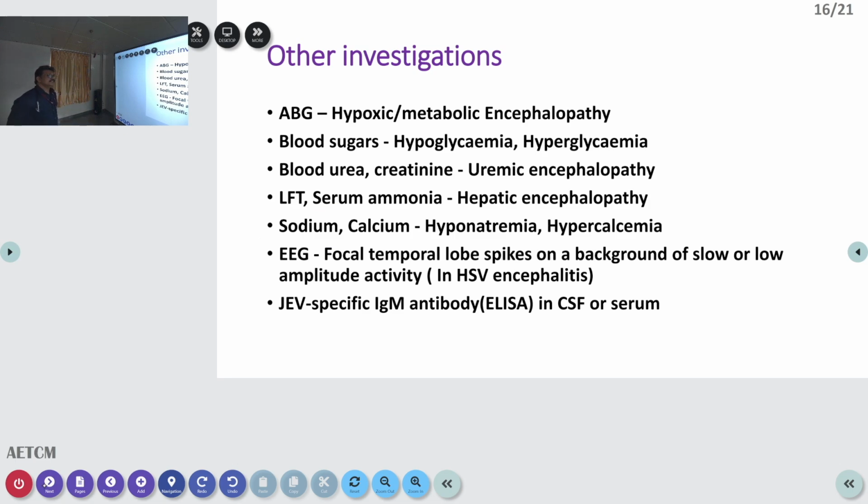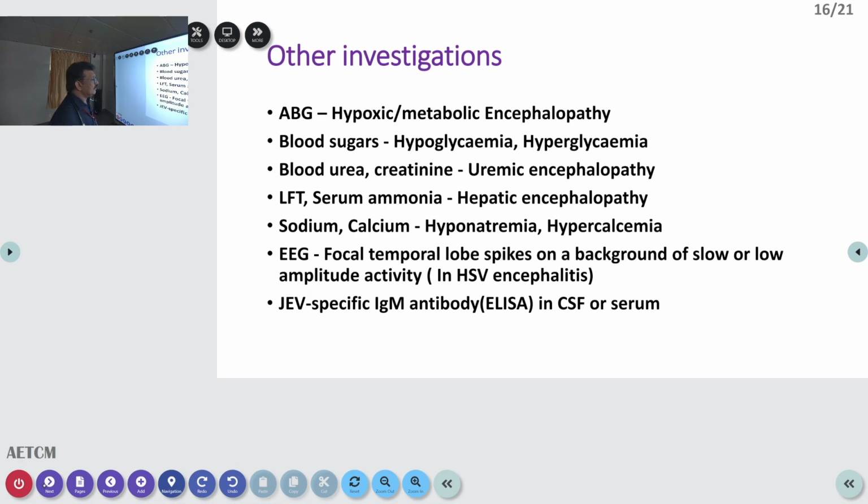Now, other investigations in the emergency room, we can do ABG. Hypoxia can sometimes lead to encephalopathy because of aspiration, lung infection, all these things. Sugars can show hyperglycemia or hypoglycemia. That depends on the clinical scenario. Creatinine, blood urea should be done. We have to rule out other encephalopathies also, because hypoxic encephalopathy, hypoglycemic encephalopathy, uremic encephalopathy, hepatic encephalopathy, electrolyte imbalance, all these things should be ruled out.